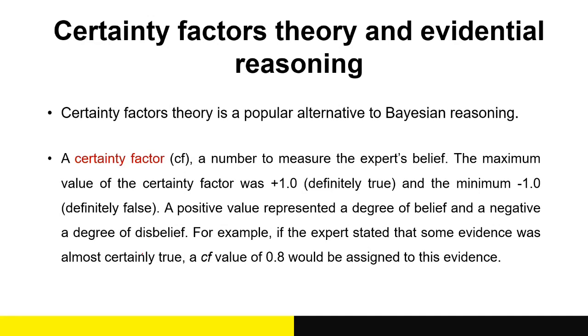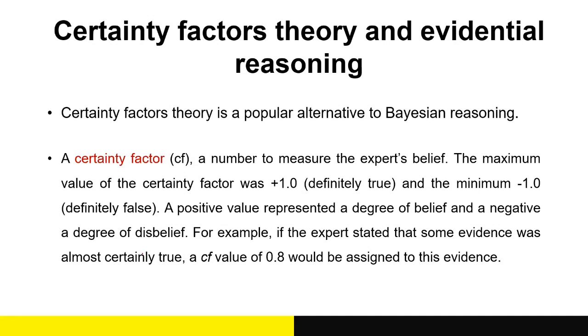So basically, certainty factor theory was initially introduced as part of the Bayesian expert system. Bayesian was designed to diagnose and recommend therapies for blood infections and meningitis. In medical expert diagnosis, experts often express their beliefs or confidence in diagnosis in ways that are not strictly logical or mathematically consistent. So a certainty factor, CF, a number to measure the expert's belief, the maximum value of the certainty factor was positive 1, definitely true, and the minimum negative 1, definitely false.